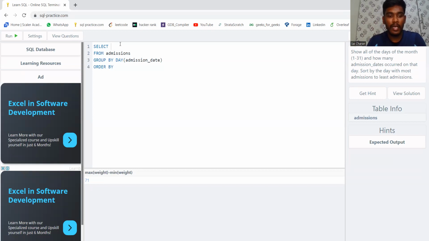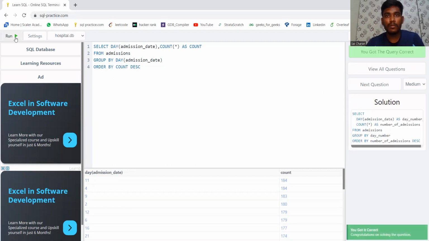Now I need day of admission date, comma, count star as count, and then order by. They are asking for most admissions to least admissions, so order by count descending. Let's check it. Our query is correct.